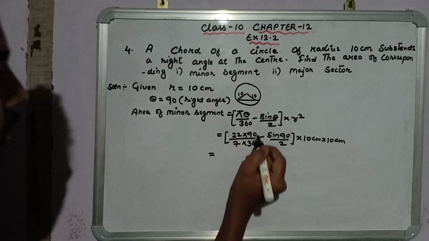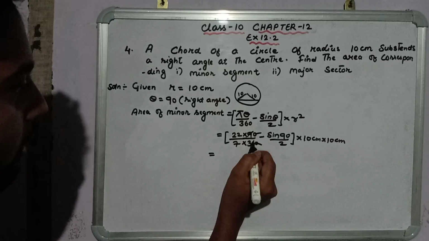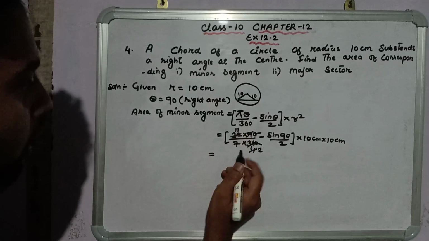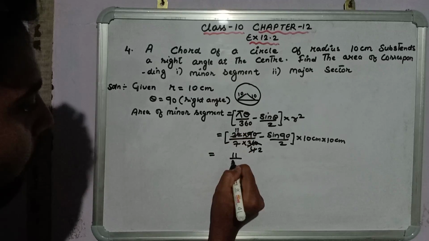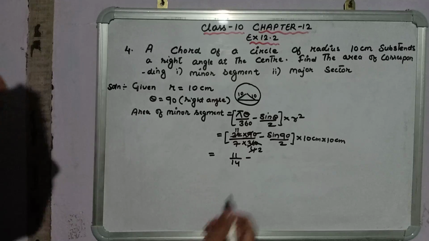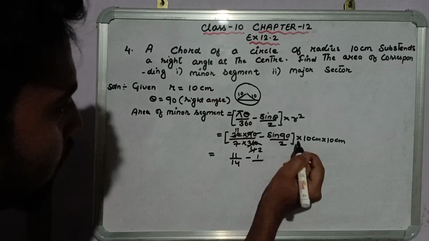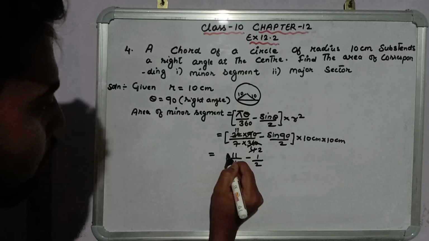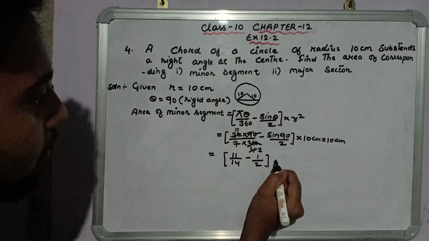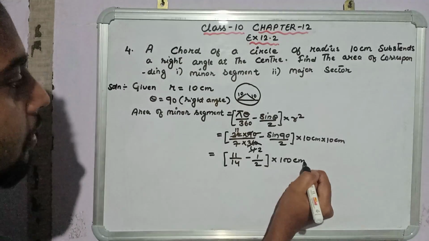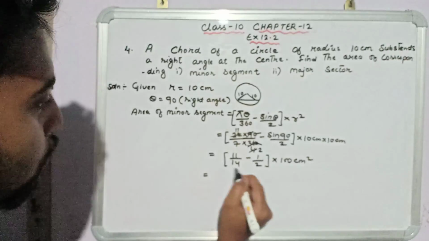So we will be cancelling now. 0 0 cancel out. 9 1 ja, 9 4 ja, 2 2 ja, 2 11. So what are we left with here? 11 by 14 minus sin 90 value is 1. So sin 90 value is 1, by 2, into 10 square, it will be 100 centimeter square.